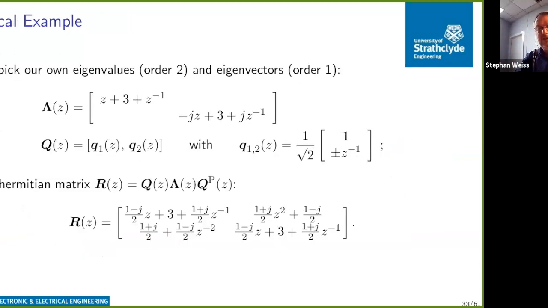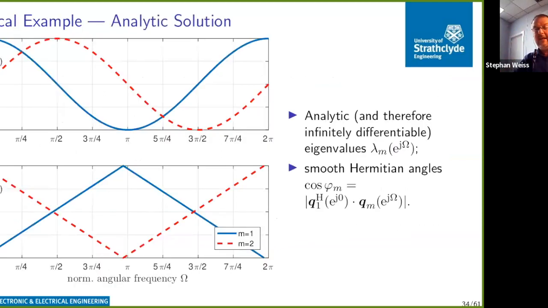So what is the impact of this? I'm going to show you a numerical example, and we'll do this from a constructed matrix. We basically assume two eigenvalues, and we assume some very simple eigenvectors here. Eigenvalues have order 2, eigenvectors order 1, and if you multiply this out, we have a cross-spectral density matrix that satisfies this para-Hermitian property. So here are the two graphs, both over the normalized angular frequency axis. On top, you see the two analytic eigenvalues, so they're not spectrally majorized. You have one that's basically a raised cosine, the other one's a raised sine function.